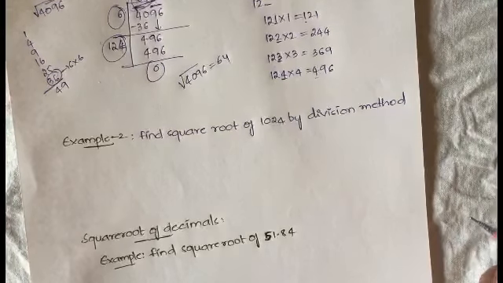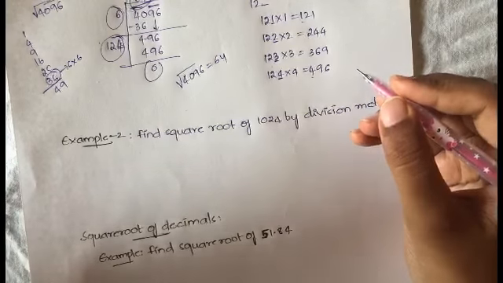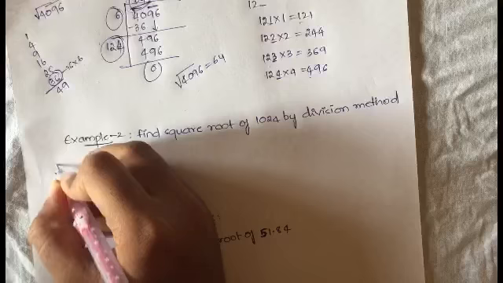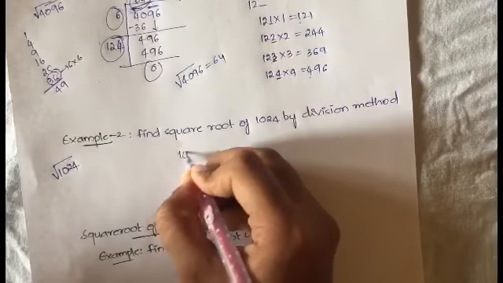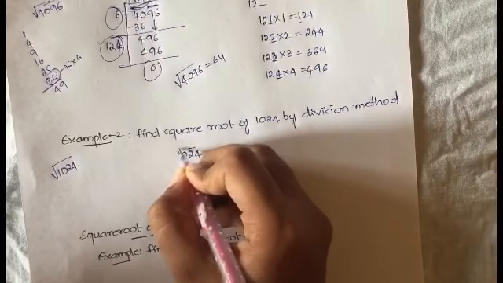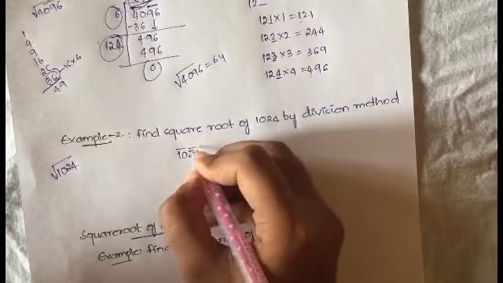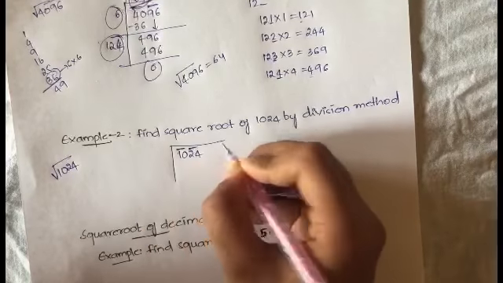Clear? Now moving on to our next example, 1024. You have to find out square root of 1024. Okay, write 1024 here. Divide it into bars from the last. Here 2 bars, and here for these 2 numbers 1 bar, and for these 2 numbers you have to put 1 bar.